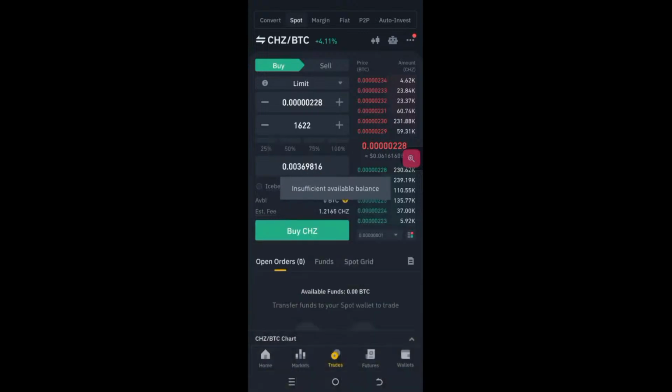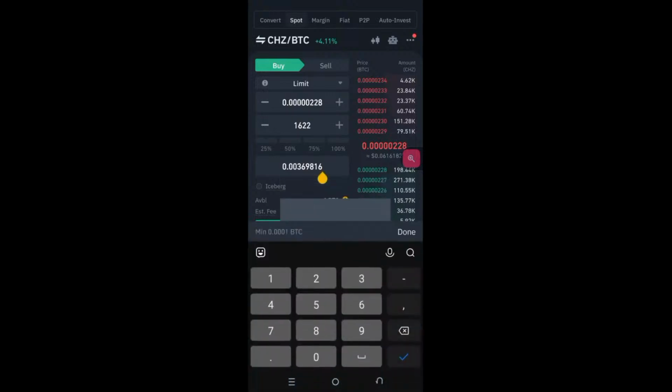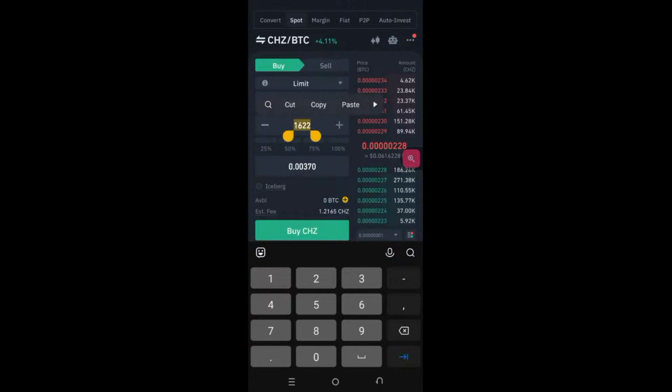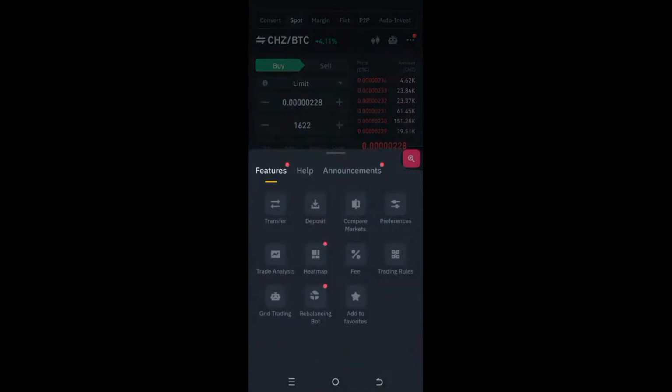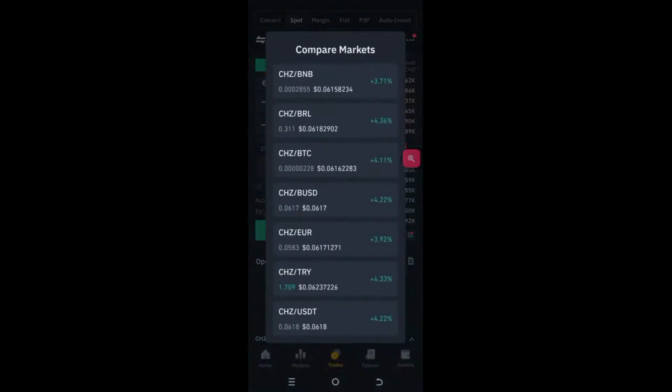Let me put that again very well. I'm going to put in the BTC, just paste that there. We're going to get 1622. So let me copy that. So we go back and try to sell it. We'll sell the CHZ to USDT.